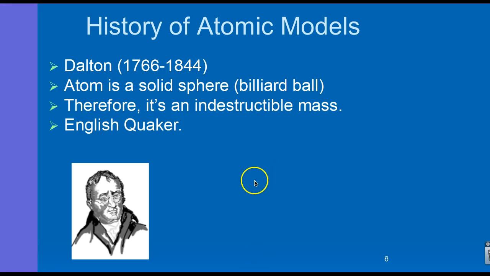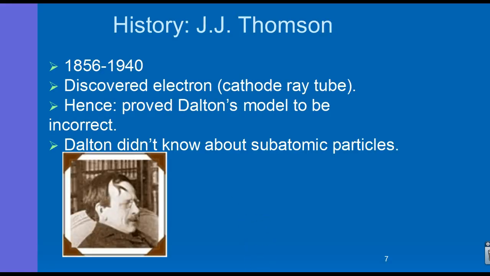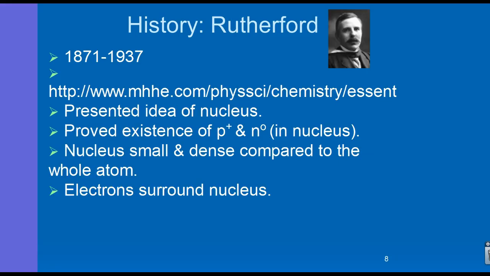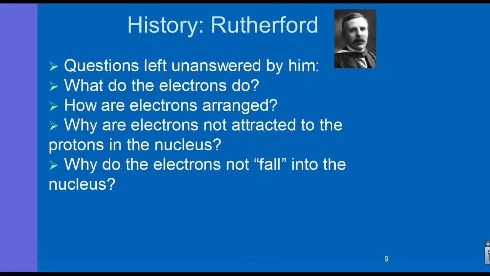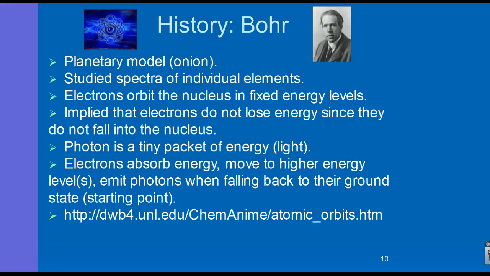So, history of atomic models, we did this already. Dalton pretty much said that the atom is a solid sphere. J.J. Thomson discovered the electron. He didn't know exactly where the electrons were; he just thought they were embedded. Then Rutherford, using the gold foil experiment, proved the existence of protons and neutrons, and that's where the mass of the atom is. It's in the nucleus. And then came Bohr.